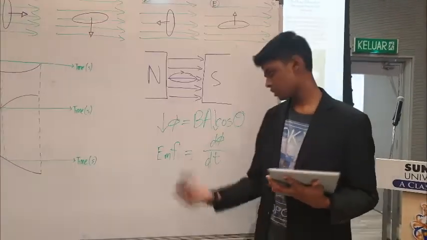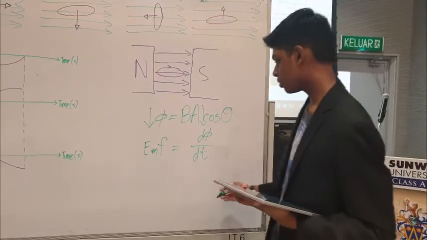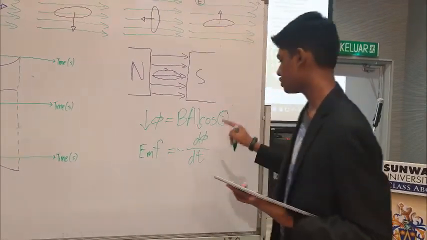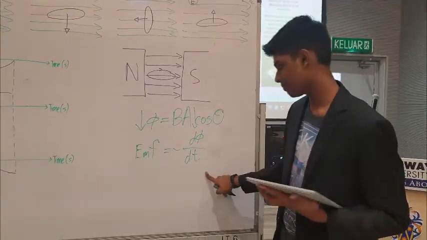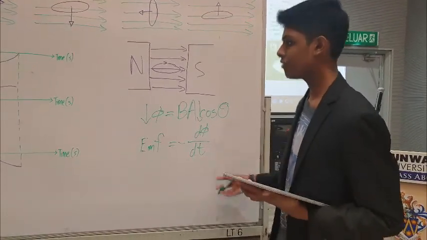Now, according to Lenz's law, EMF will be equal to the negative of the change in flux over the change in time, which means it is the negative of the gradient of the flux over time graph.